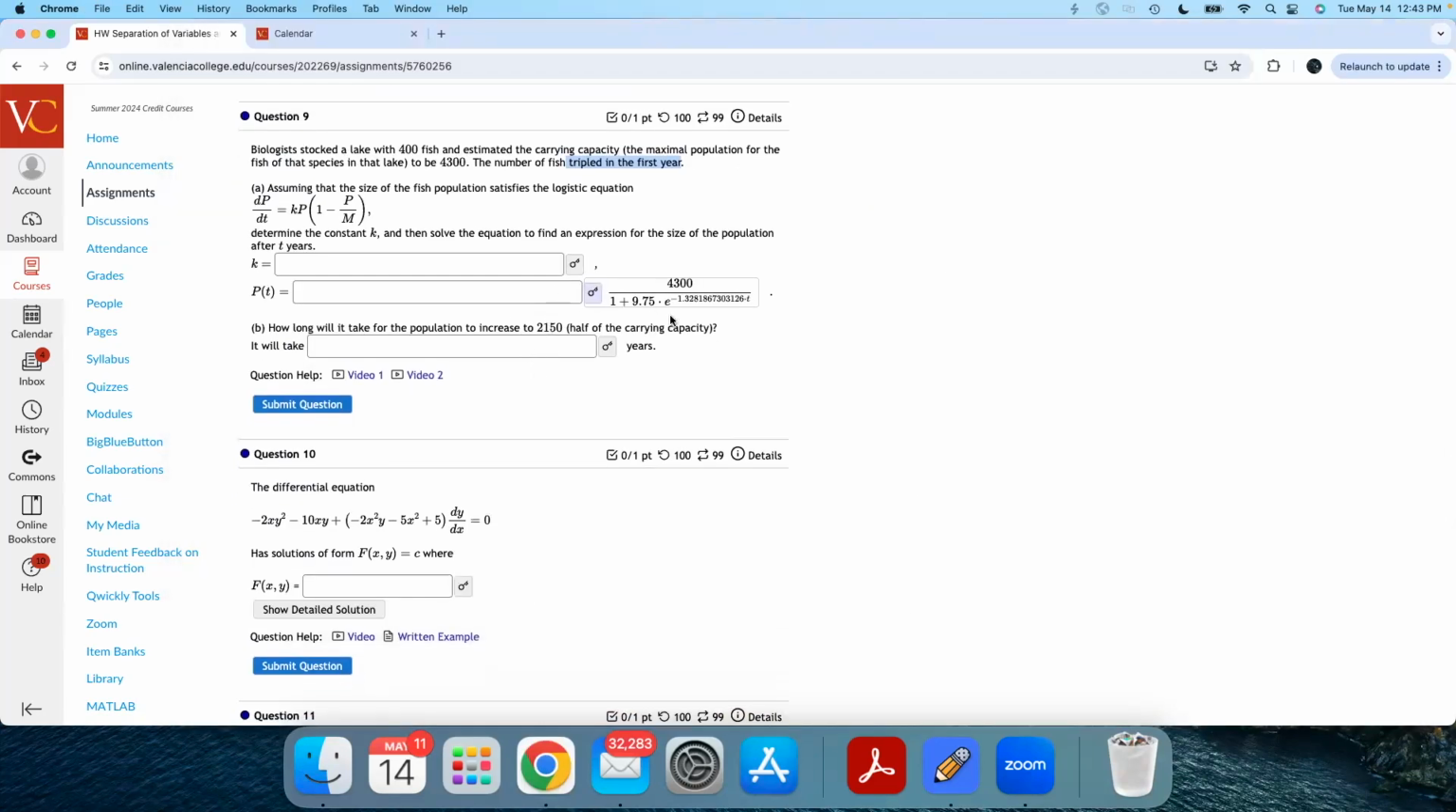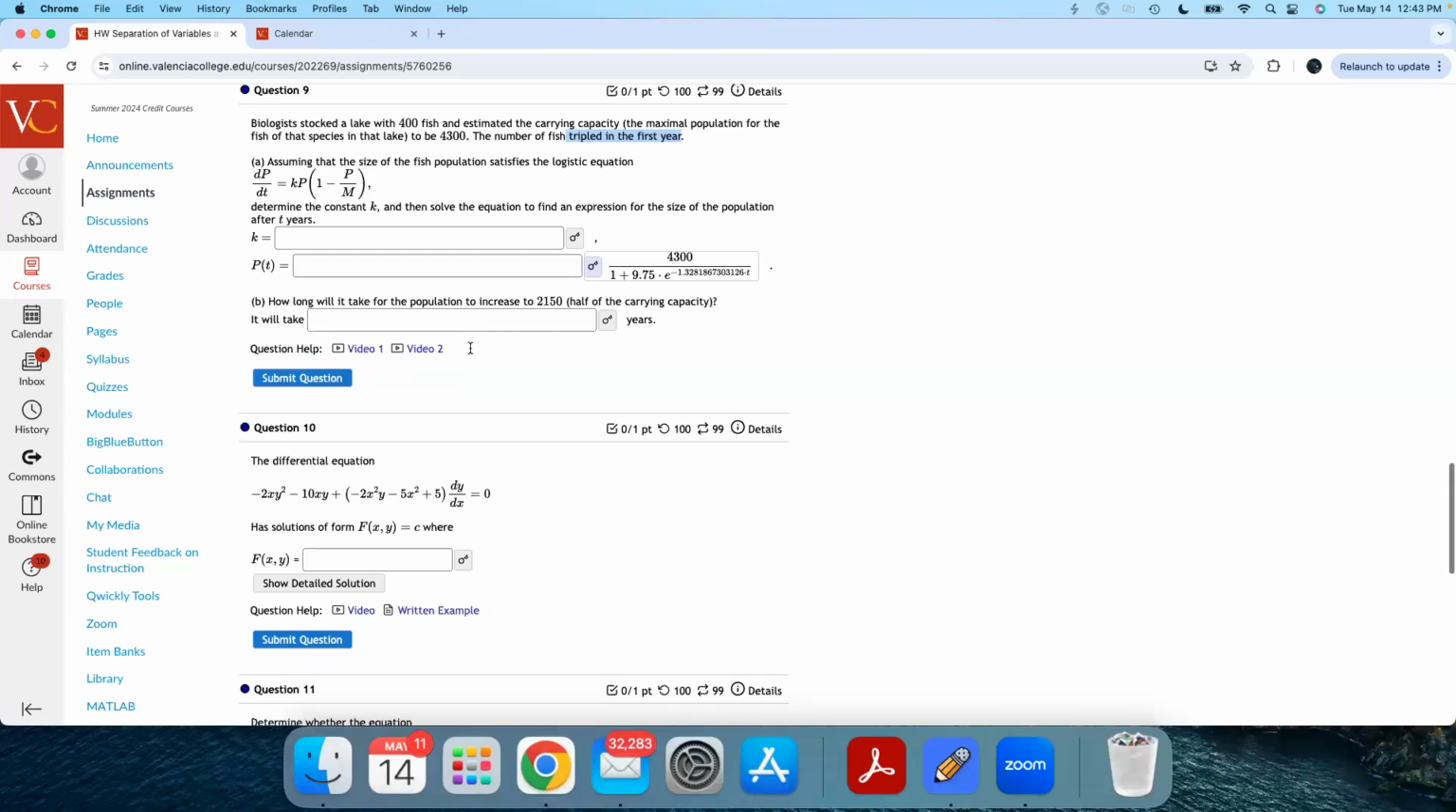Then once you've got your model, something of this form, figure out how long by solving for t. You're going to have to do some algebra, solve for t, and take some logs.